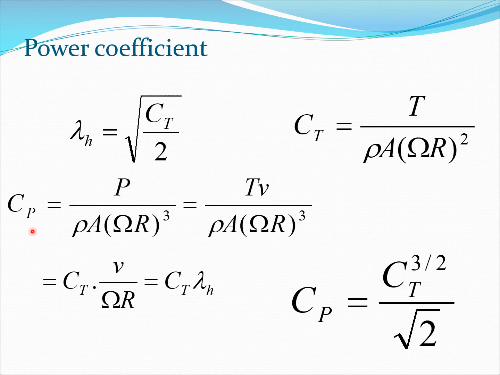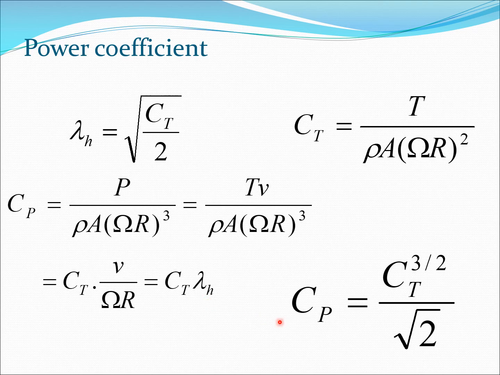So now let's get the equation for Cp. Now Cp from the definition is P by rho A into rotation speed radius cube. Now P was T into V. Okay, so I write TV here, and then what we do is that we compare this expression here with the expression for Ct, and immediately we realize there are some common terms. So I can bring Ct here and I will be left with V by rotation speed into R, which is Ct into lambda h.